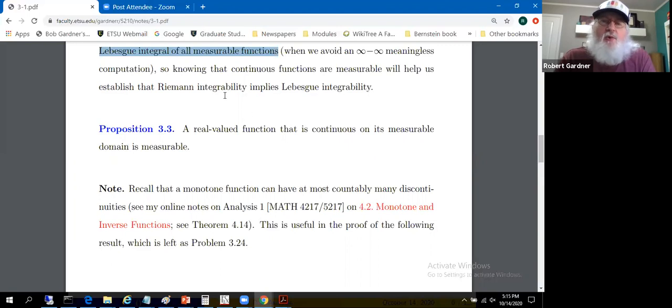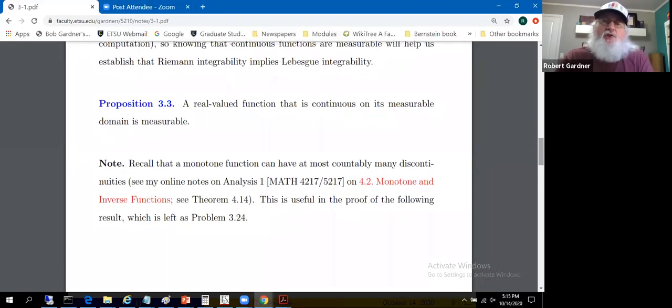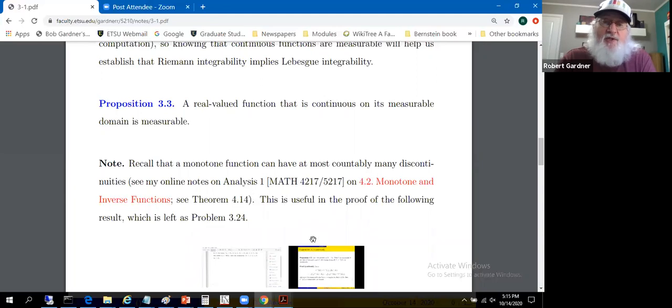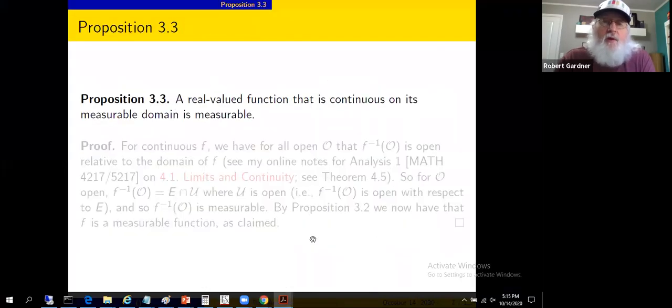Lebesgue will be able to deal with those functions as well, and will give the same value that Riemann gives. So what lies in our short-term future is some discussion of measurable functions, and what lies in our long-term real analysis 1 future is Lebesgue integration. So we're getting the setting in chapter 3 for Lebesgue integration, and we'll do the integration itself in the next chapter. All right, a real valued function that is continuous on its measurable domain is a measurable function.